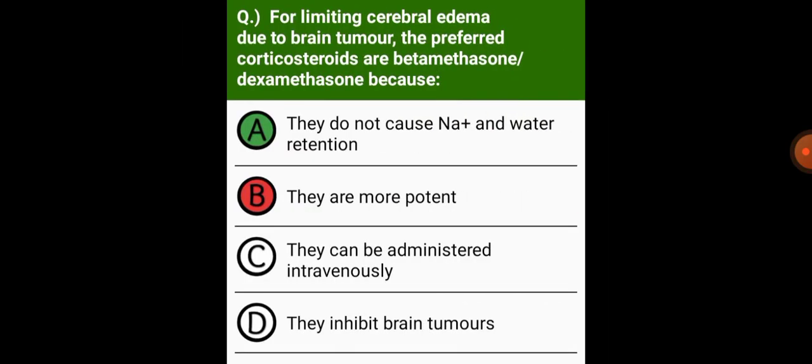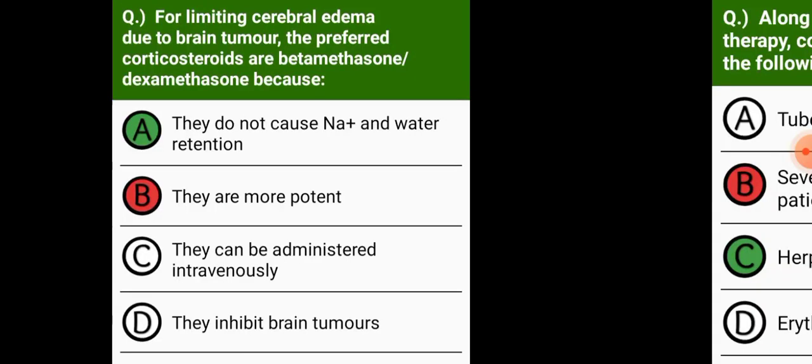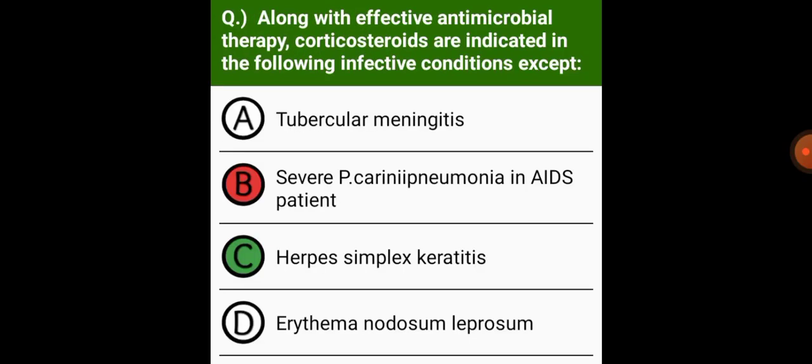For limiting cerebral edema due to brain tumor, the preferred corticosteroids are betamethasone or dexamethasone because they do not cause sodium and water retention. Along with effective antimicrobial therapy, corticosteroids are indicated in the following infective conditions except herpes simplex keratitis.